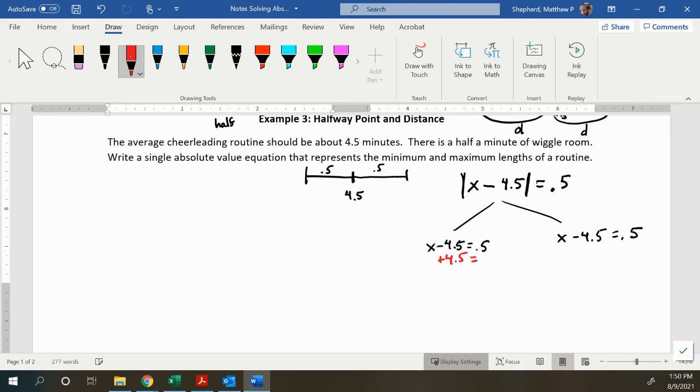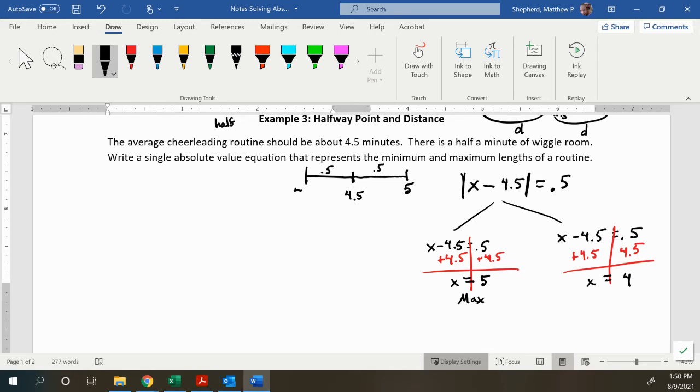So if we do that, adding the 4.5 to each side of this, we get x is equal to, first, 5 minutes. Now, this is going to be our maximum. That's the longest routine possible, 5 minutes. If we took this other one and did the same thing, we're going to get x is equal to 4 minutes. And that's our minimum.